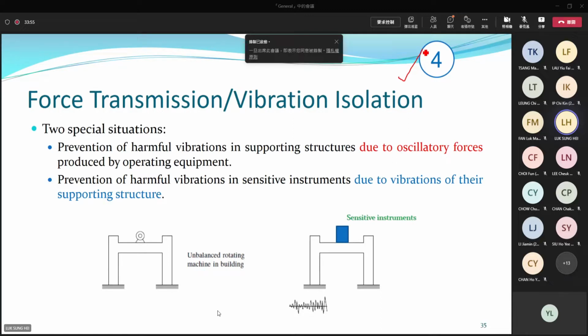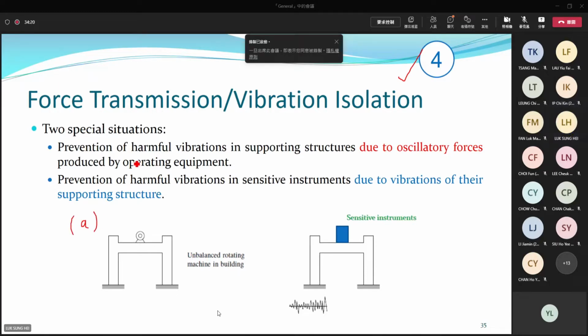The last applications: forced transmissions and vibration isolation. Actually, there are two concepts, two applications, but we group them together because they follow the same equations. So we put them together. There are two situations. Firstly, you may take a look at the first picture, picture A.